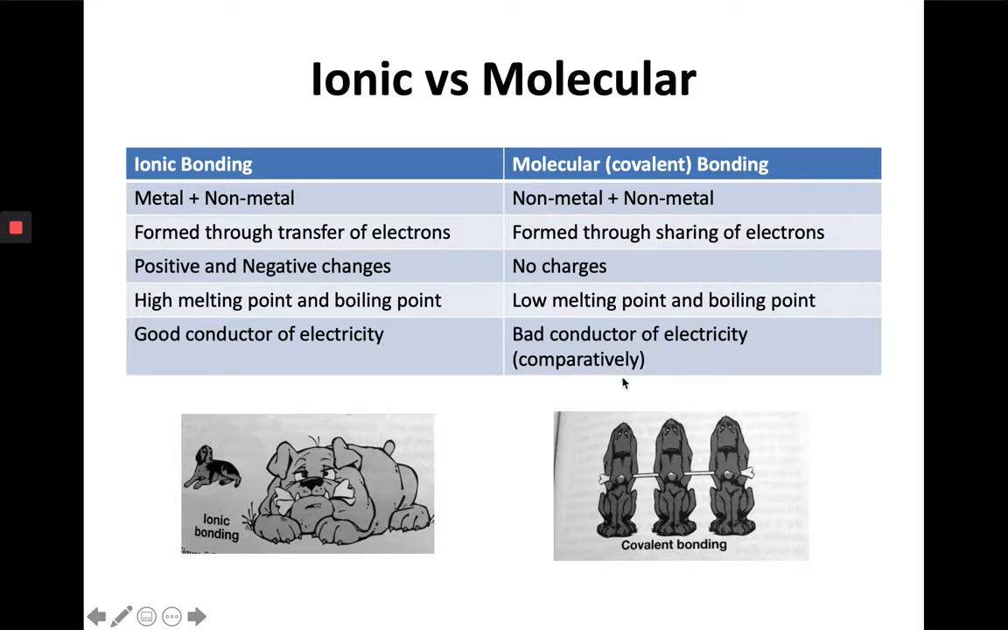And again, just to help you remember which is which, there are these little cartoons here on the bottom. Ionic bonding here is the dog taking the bone away from the other dog, like taking away electrons from the other atom. Whereas this little cartoon here on the covalent bonding side is of the dogs sharing the bone, and that's the same as atoms sharing their electrons. So now that you've gone through all three parts, I hope that you've got a better understanding of what molecular compounds and molecular bonding is.